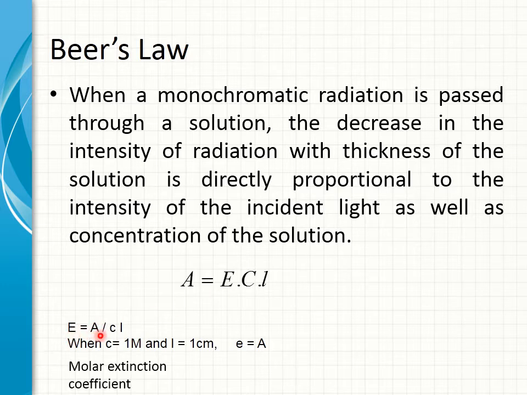If we rearrange the equation, it gives epsilon equals A over CL. Now, if the concentration is 1 molar and the path length is 1 centimeter, the extinction coefficient would be equal to absorbance. So the extinction coefficient here, called the molar extinction coefficient, could be described as the absorbance of a solution of 1 molar concentration when the light passes through a path of 1 centimeter. In this way, the extinction coefficient could be experimentally determined.